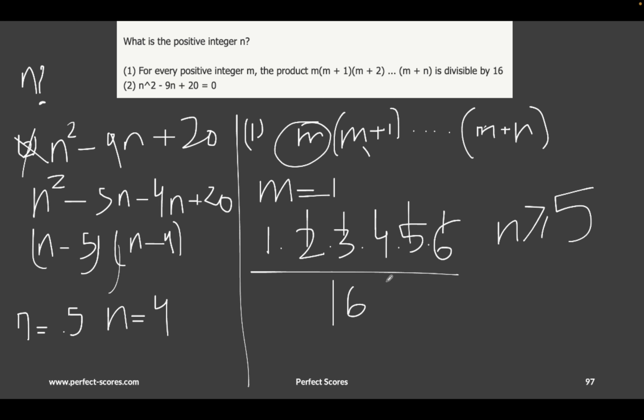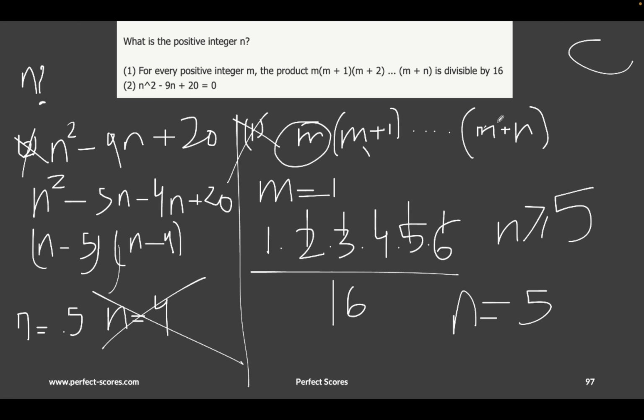So that means this statement is clearly insufficient because n can have so many numbers. But if I combine both the statements, you can see that this one is gone out, and I know that the value of n is actually equal to 5. That means combining both the statements, I get my answer.